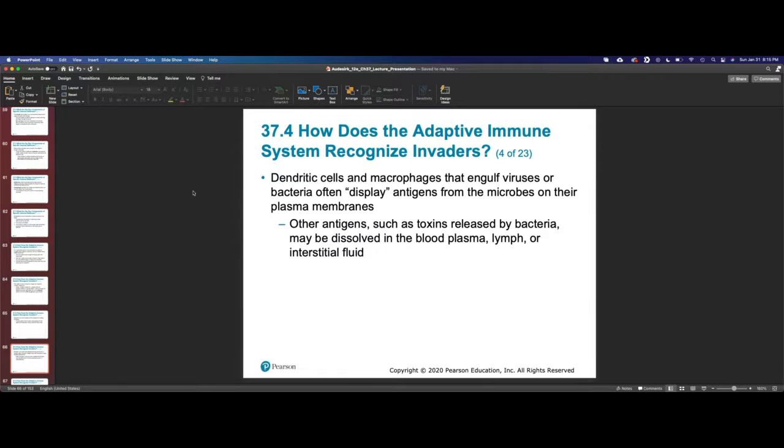And so dendritic cells and macrophages engulf viruses or bacteria based off of their display of antigens. So they run across it and they're like, hey, this is not self, and so they're going to ingest it. And best case scenario, break it up into fragments. And we'll talk a little bit about presenting later on, what some of them do with those fragments.